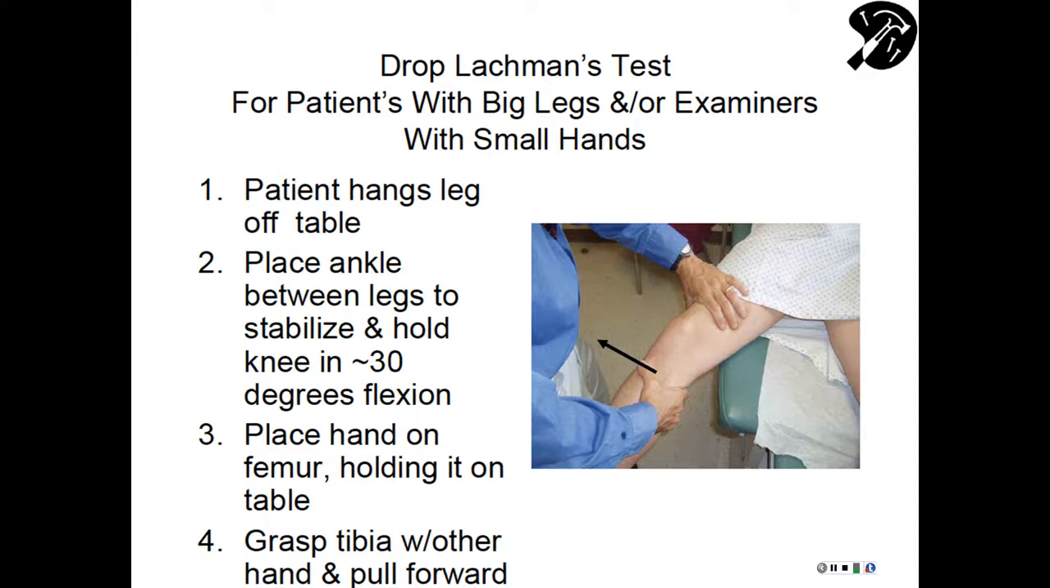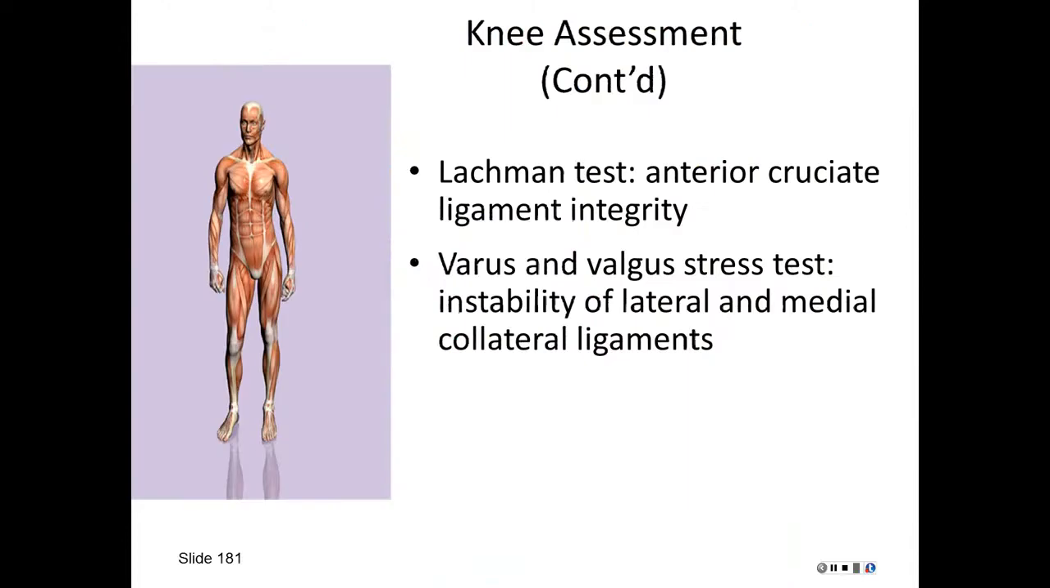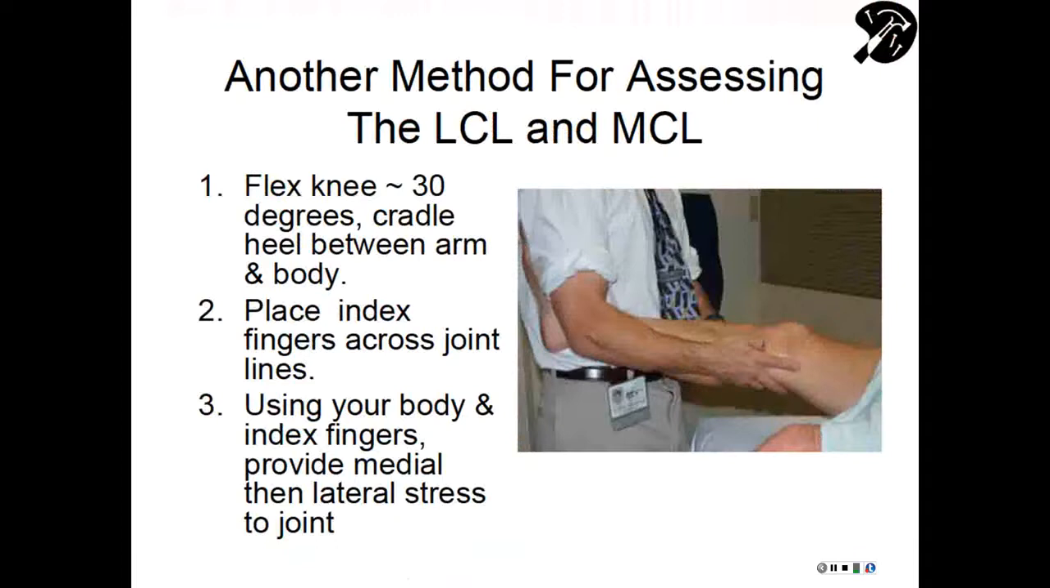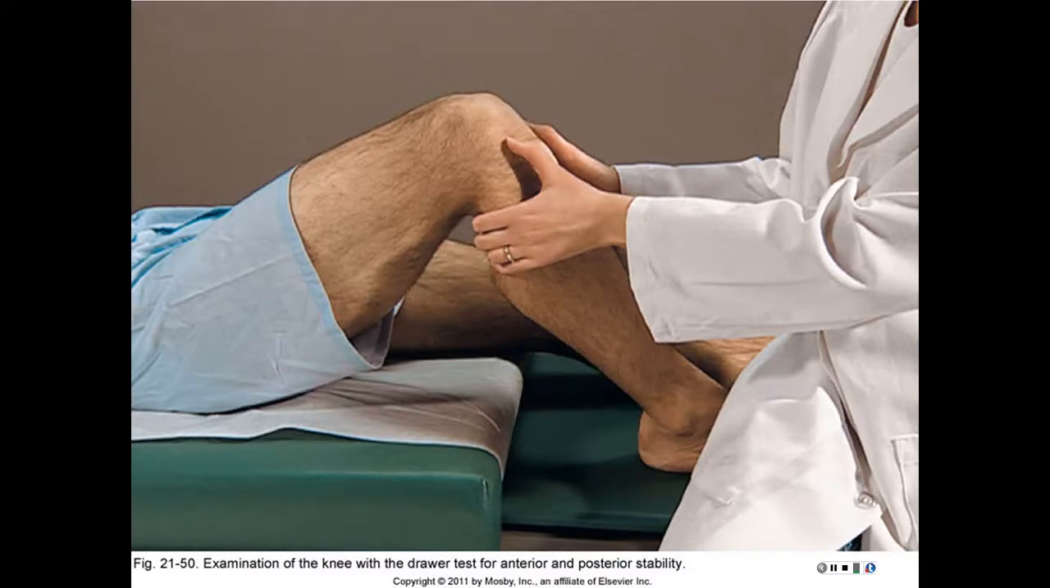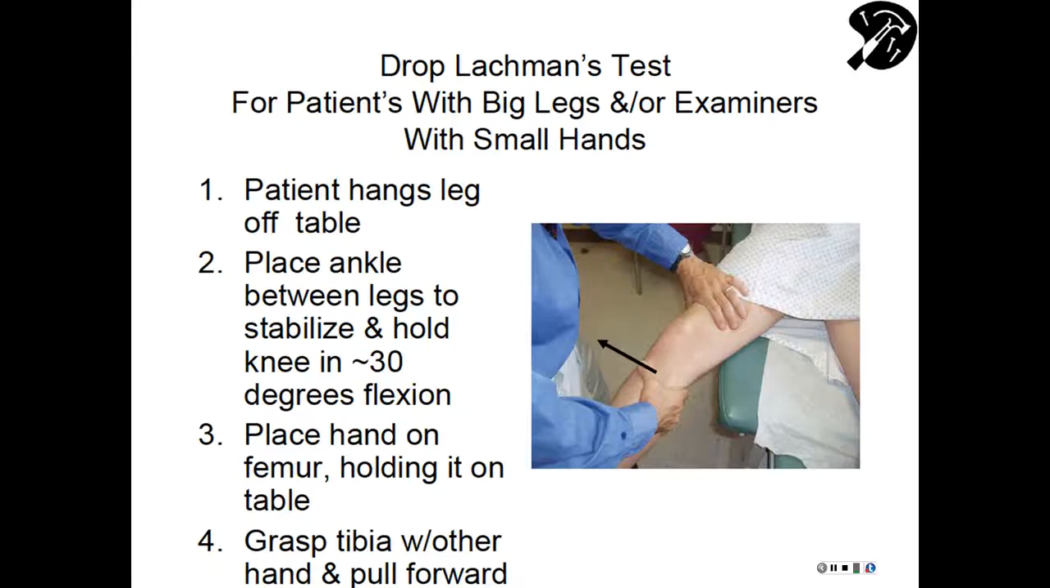And here's how you can do the Lachman's test with patients with big legs or examiners with small hands. I'm going back up to this gentleman, where I'll put the ankle underneath my arm, and it's easier for me to grab a larger leg patient that way. Okay? With this, you're going to have the leg off the table. You're going to put the ankle between the legs and stabilize it, and then place a hand on the femur, and you're going to go opposite directions.